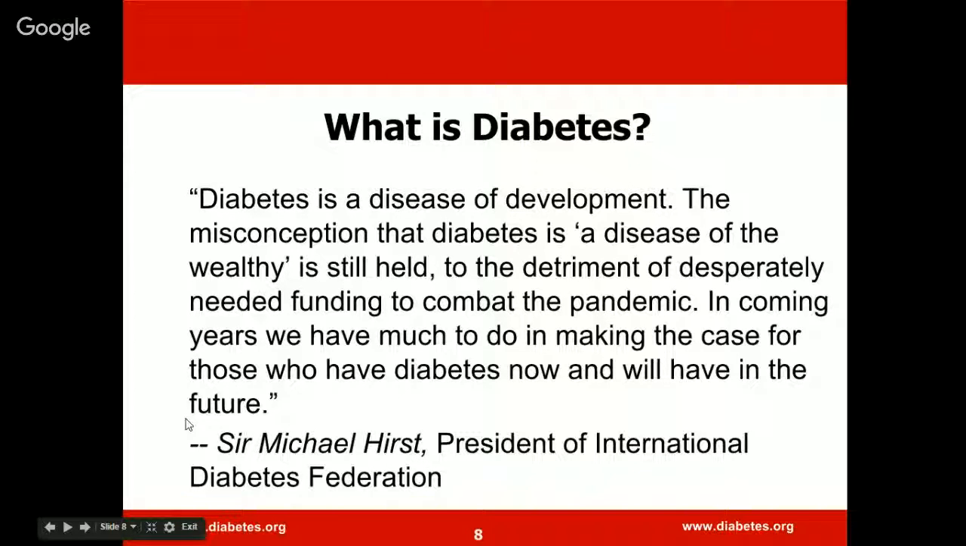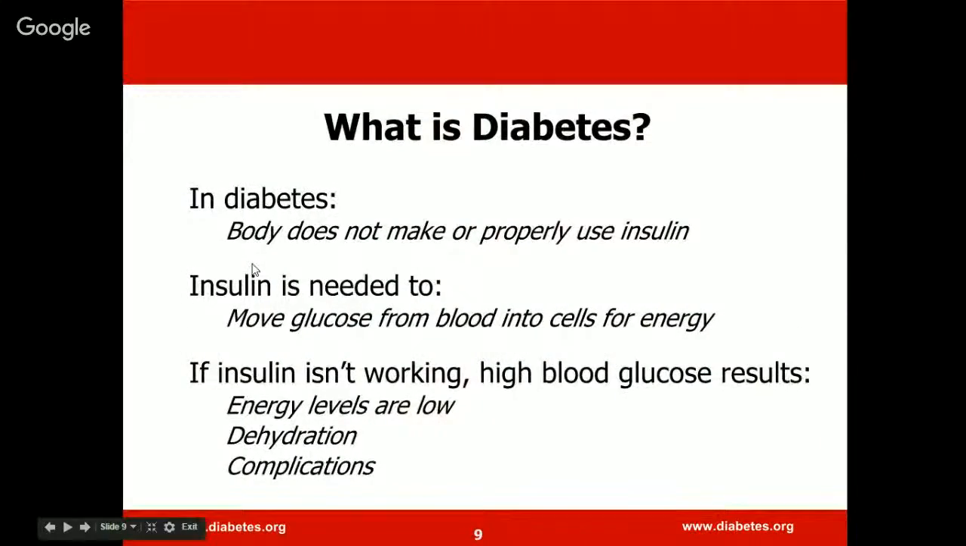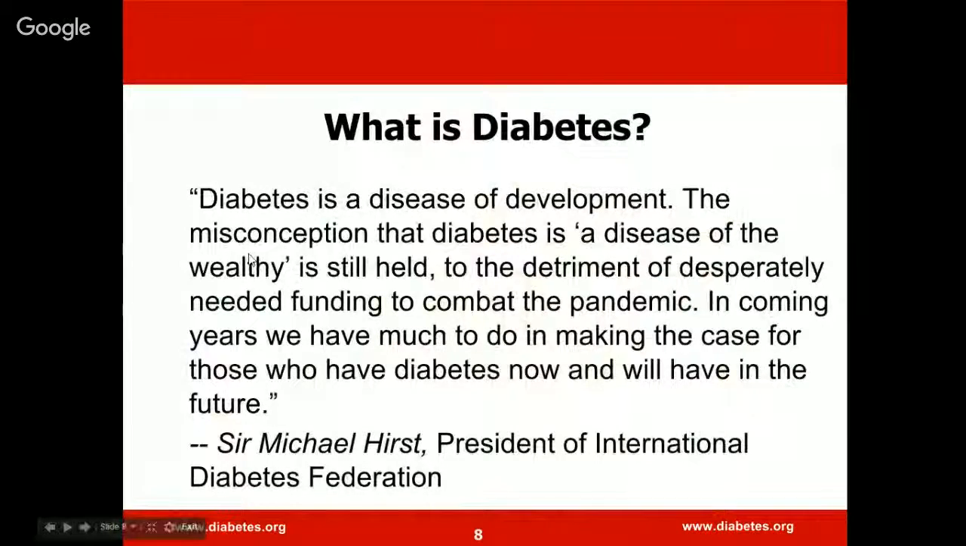They tell you diabetes is a chronic disease. So what is diabetes? Diabetes is a disease of development. The misconception is that it's only older persons who have a lot of money that can get diabetes. But it's a pandemic, and in the coming years, we have much to do in making a case for those who have diabetes now and who will have it in the future. That was said by Sir Michael Hurst, the president of the International Diabetes Foundation.